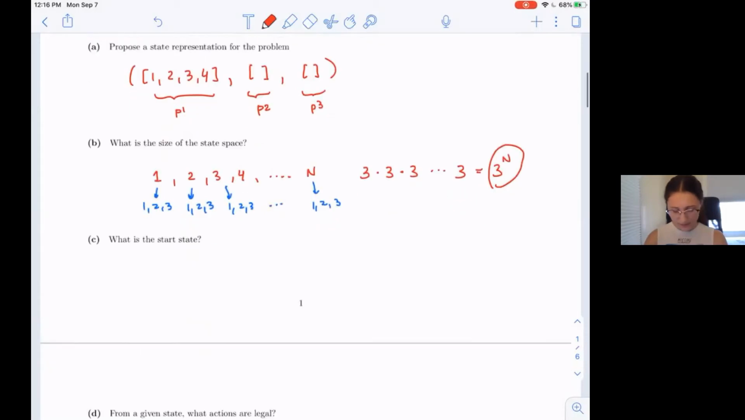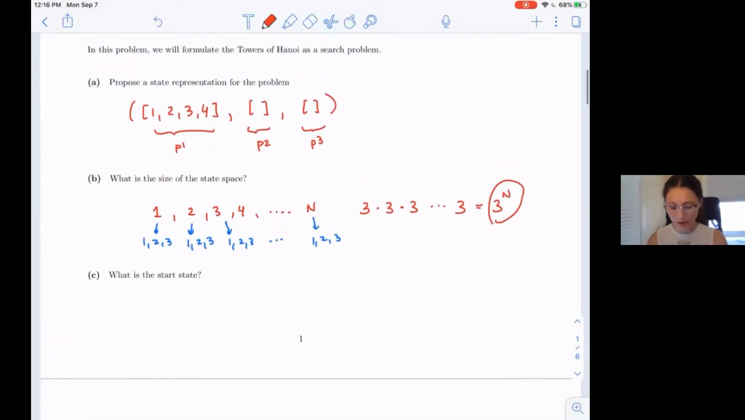What's the start state? Well, we actually already kind of talked about this when we were thinking about a state space representation. The start state is exactly going to be a representation where peg 1 has disks 1, 2, 3, 4 in this order. Peg 2 has nothing on it, and peg 3 also has nothing on it. So that's going to be our start state.